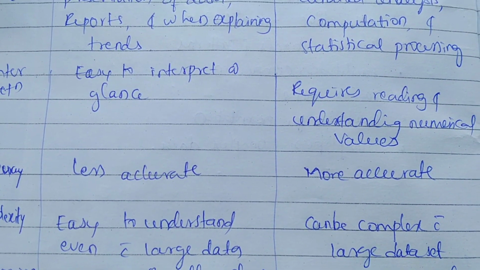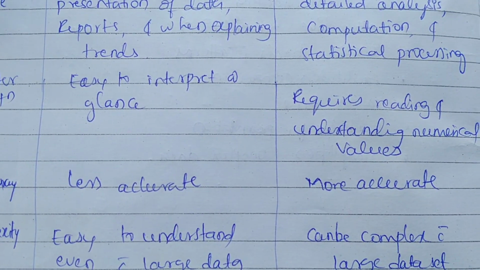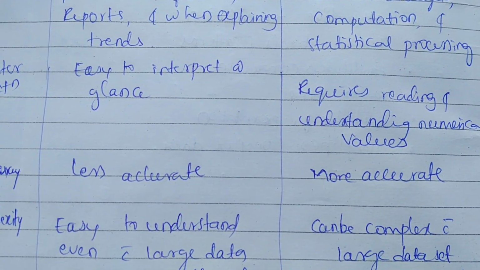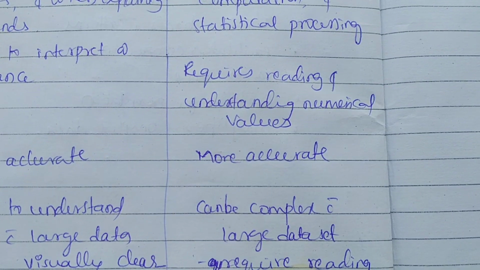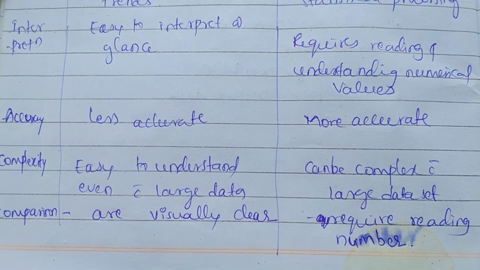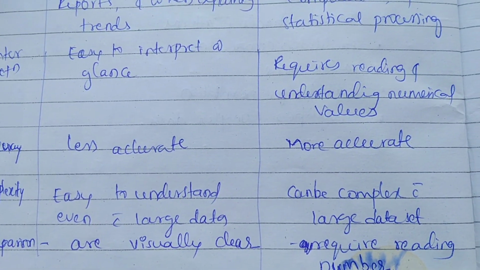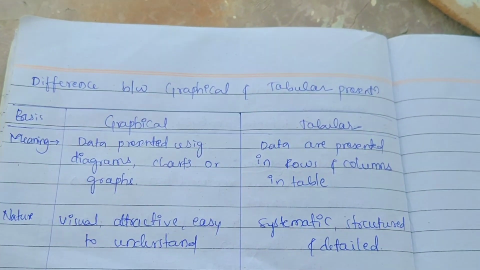Complexity: graphical is easy to understand even with large data. Data can be condensed and presented in the form of graphs, whereas tabular can handle complex and large data sets. Comparisons are visually clear in graphs, while tables require reading of numbers.